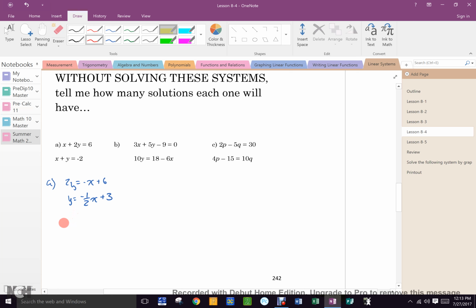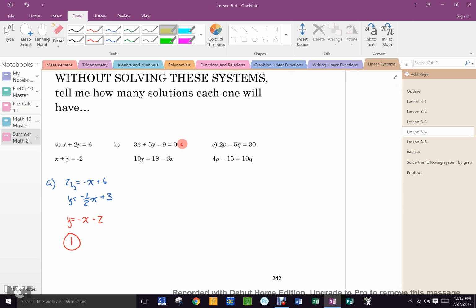No, this one. This is the system. Negative x, take away 2. Do they have different slopes? I should hear 23 people saying yes right now, shouldn't I? Do they have different slopes? Yep. So how many solutions do they have? One. One solution. Let's go on to the next one.